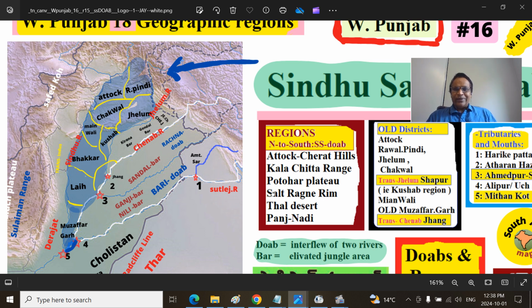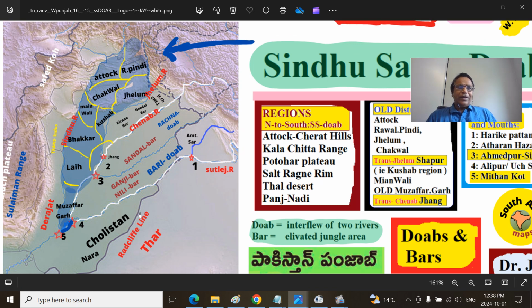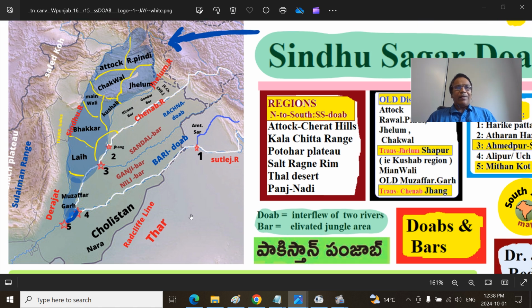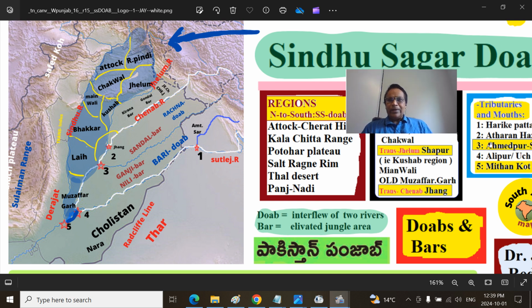So I have jotted down here the important points 1, 2, 3, 4, 5, which are all the landmarks where the major tributaries meet. Number 1 is Harike Patan, number 2 is Trimmu or Jang or Ataran Hazari, and number 3 is where the Chenab River gathers the Ravi River, at Ahmadpur Sial. Before that, the Chenab gathers the Jhelum River, and both the Chenab and Satluj Rivers join at Panj Nadi, at Uch Sharif and Alipur. Then the Panj Nadi joins the Sindhu Mata Nadi at Mithankot. I covered this elsewhere, and I will not go into detail.